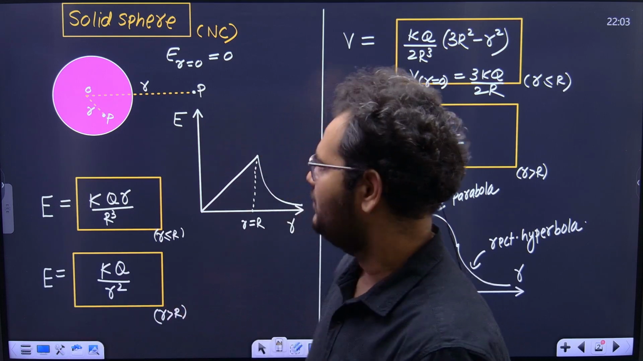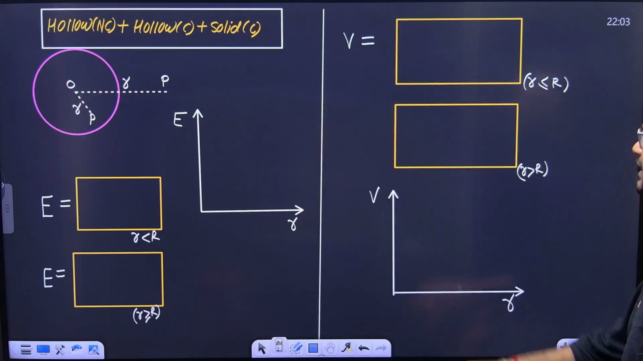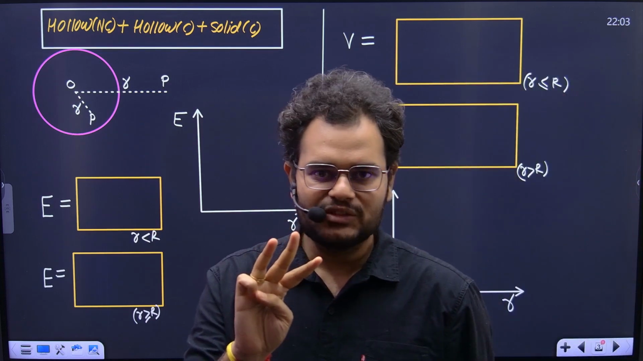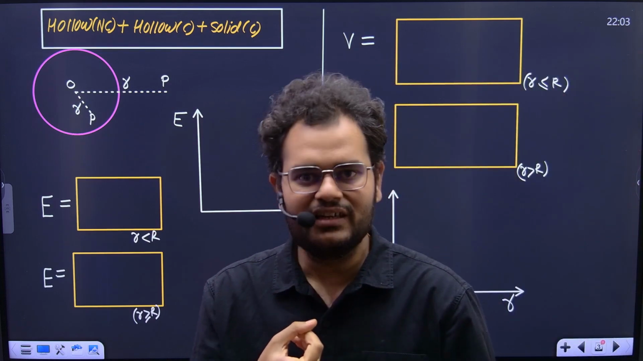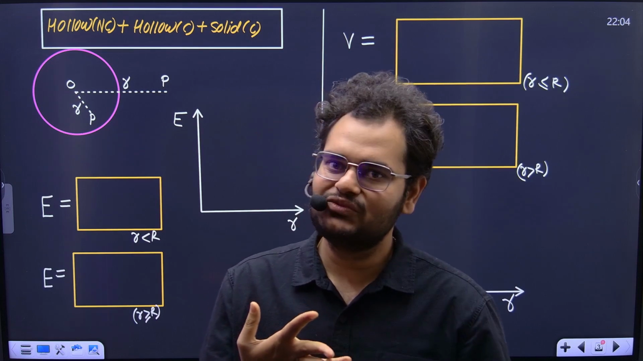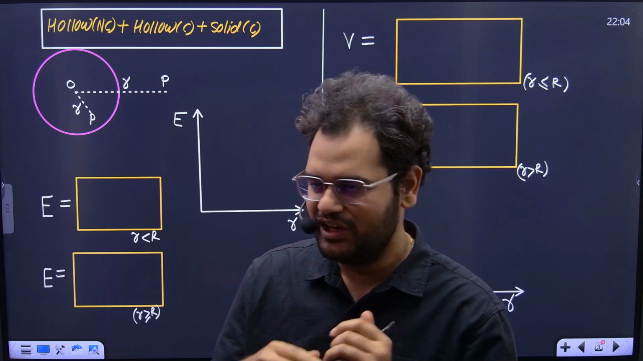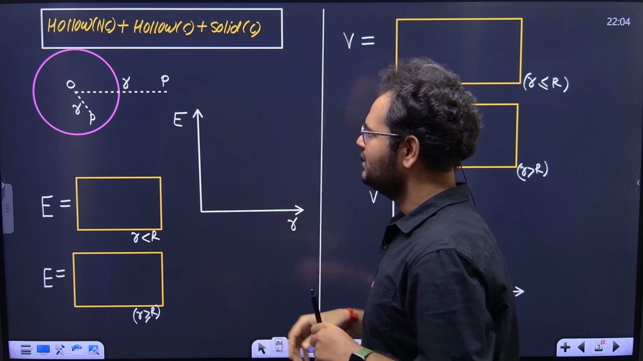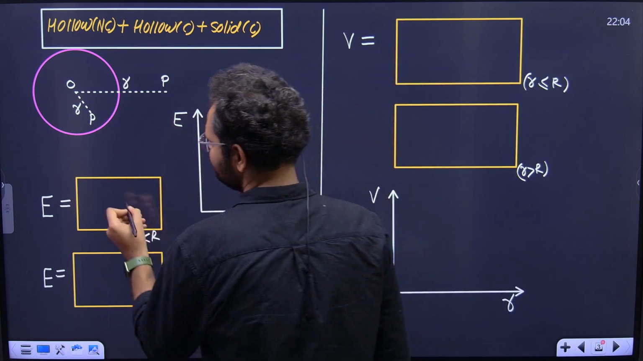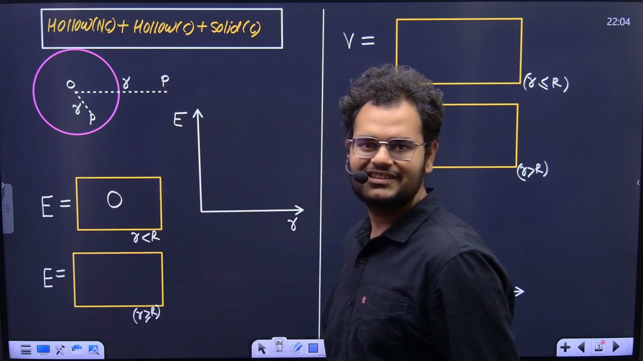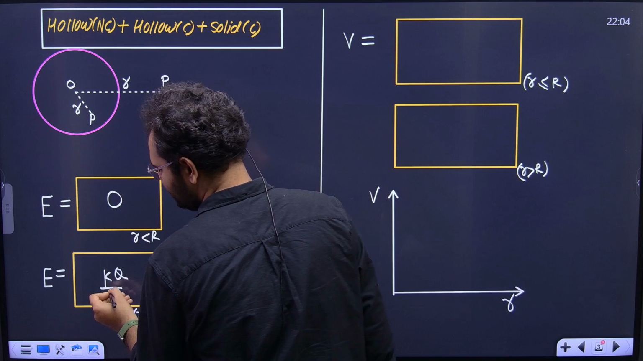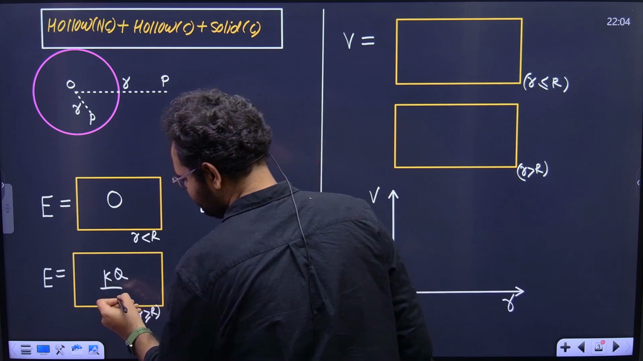Fine. Now let us go to the next part. Which three will come in the next part? Solid conducting, hollow conducting, and next is what? Hollow non-conducting. Very good. So this is very easy. If inside I want to find the electrical field, it is 0. No problem at all. And outside it just behaves like a point charge, so KQ by small r square.